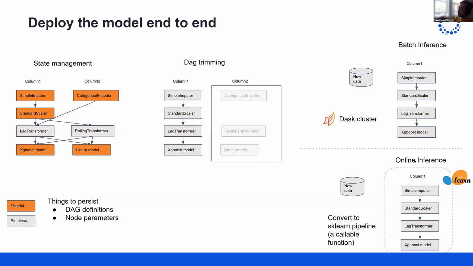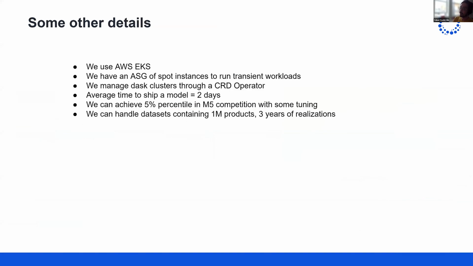But in those situations, we do have a way to do online inferences as well. The idea is pretty much similar. We do this DAG trimming, and we get those different blocks, and we transcompile those different things into sklearn transformers. And we combine those things into a composite pipeline, which serves as a callable function that can be embedded in a web service endpoint. So this is what we do for online inferences. And this is how we put things into production after we get a useful model from our framework.